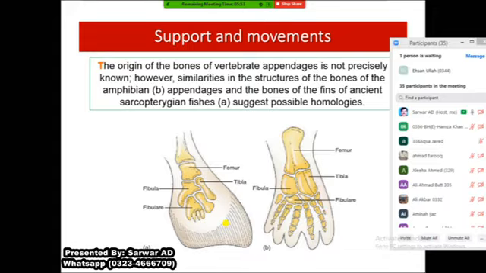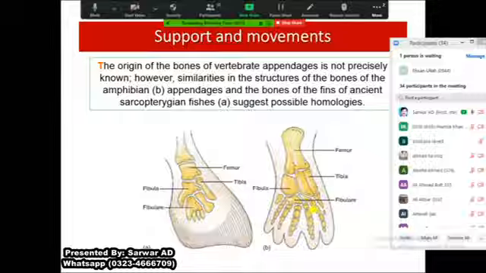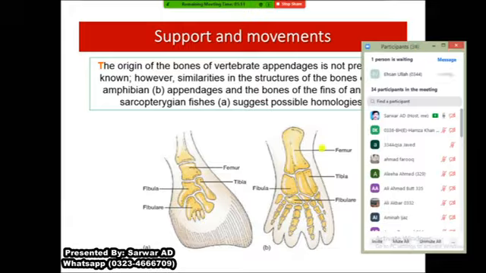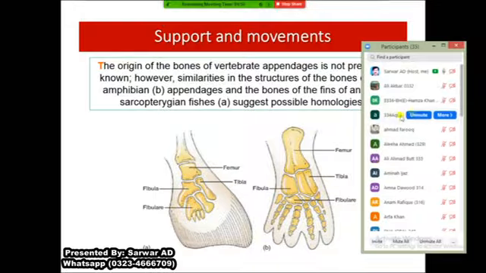These are the limbs of lobe-finned fish and amphibians. Here is the lobe-finned fish, and this is the limb of the amphibians. The origin of the bones of vertebrate appendages is not precisely known. However, similarities in the structure of the bones of the amphibian appendages, that is structure B, and the bones of the fin of the ancient sarcopterygian fishes, that is structure A, suggest possible homologies. Meaning structures are the same, but they have different functions. Limbs are helpful to support against gravity and to move on land, but fins are helpful in locomotion in a different environment, in water.